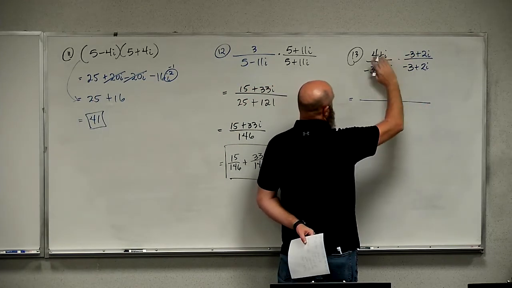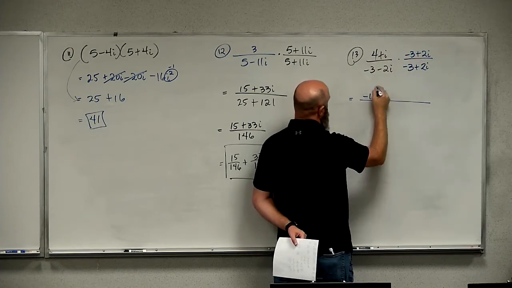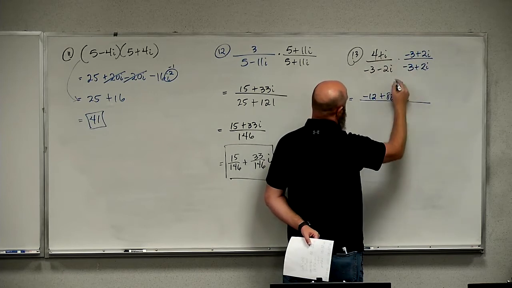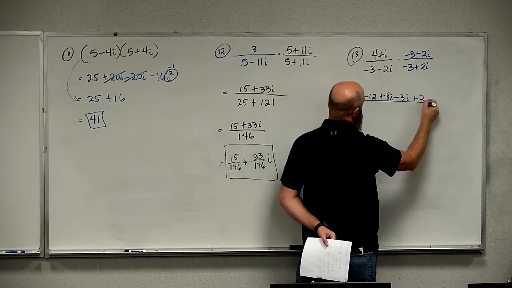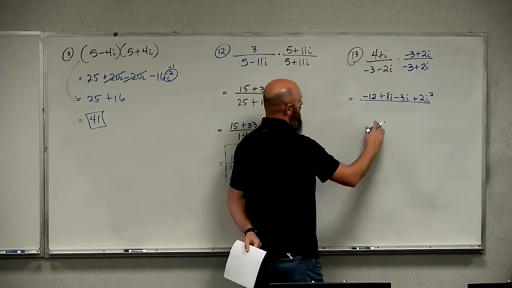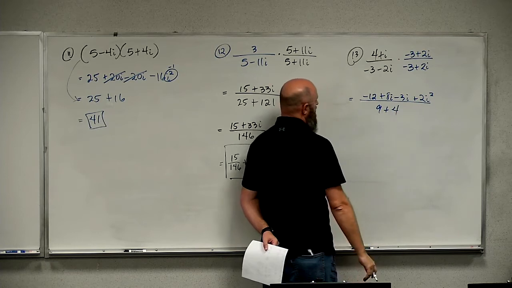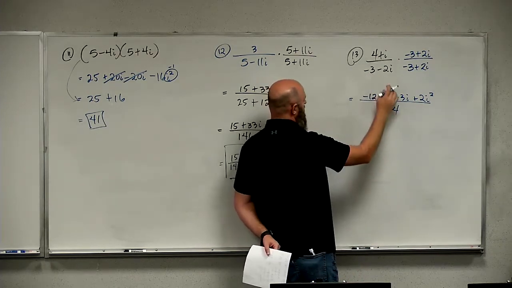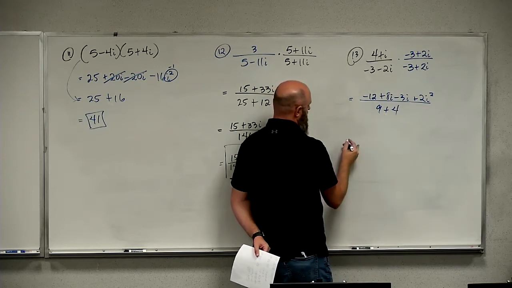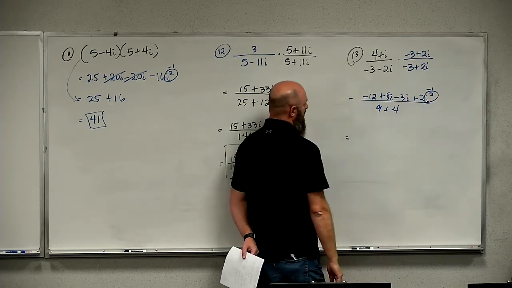All right, so up here we need to FOIL all that out. So 4 times -3 is -12. We're going to get 8i minus 3i plus 2i squared. And then on the bottom here, we're going to get 9 plus 4. Okay, I squared the 3 to get 9, squared the 2 to get 4, and then the negative becomes plus down here always. All right, so that's a -1 for those.